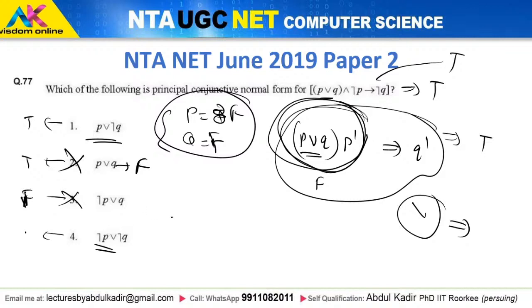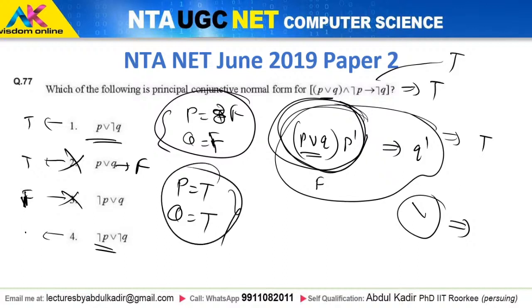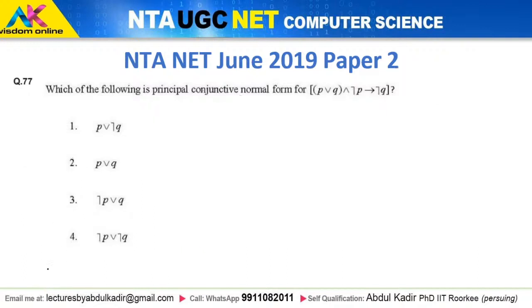Now you take such a case in which you can eliminate these options. For example, you take P equal to true, Q equal to true. In this case, because of this P dash, this expression again will become true, but this will become false. So this is how you can eliminate the fourth option also. You can try this if you want to. This is your wish. Sometimes eliminating options helps a lot. So I think the answer will be option 1.